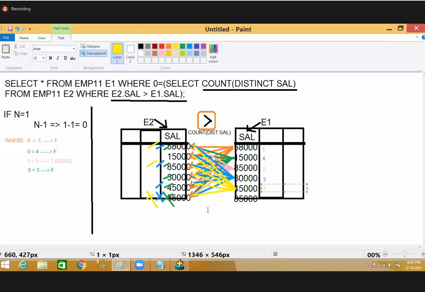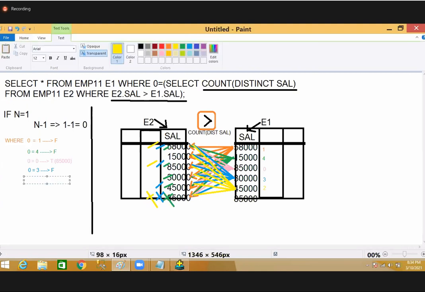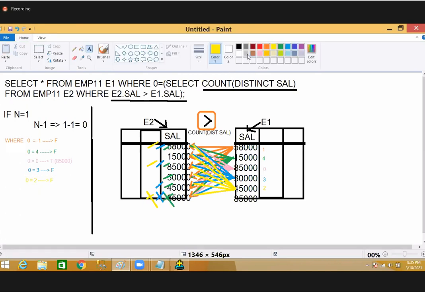2. And that 2 is compared with your outer query condition now. 0 is equal to 2. Condition true or false? False. So, clear? Right.